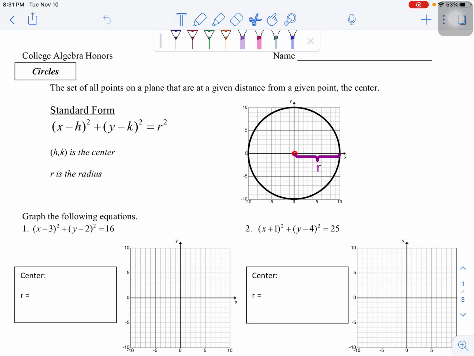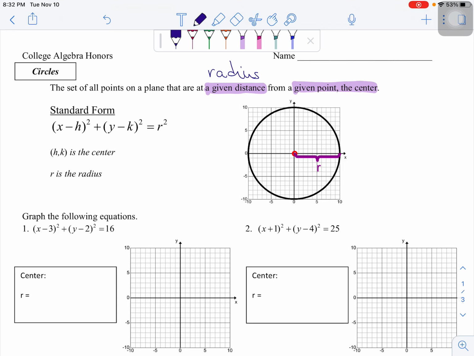So we're going to start the conic sections, and we're going to start with circles. A circle by definition is the set of all points on a plane that are a given distance from a given point called the center. That given distance is your radius.